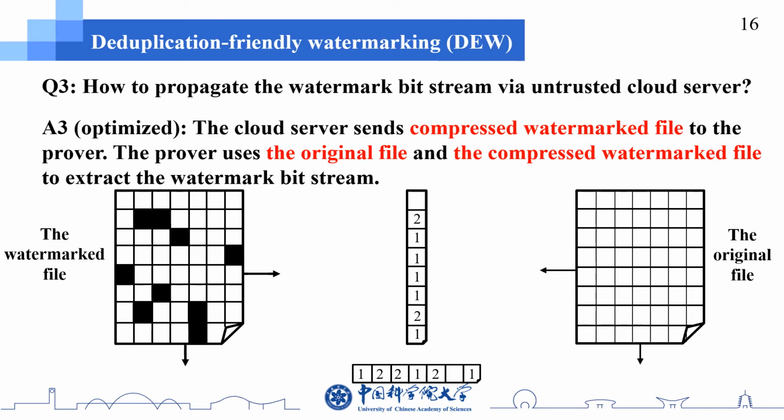Next, similar to the schedule game, by mapping the aggregated watermark bits back to the watermark locations in the original file, the watermark bit string can be extracted. For the watermark bits that cannot be determined using mapping, the prover will retrieve elements in the watermarked file directly from the cloud server.